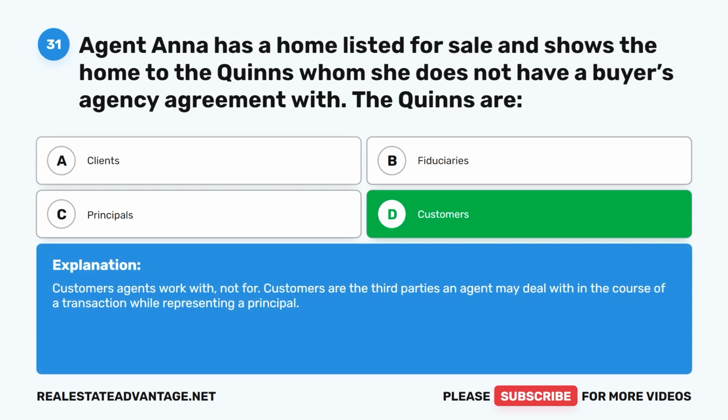Customers. Customers are those agents work with, not for. Customers are the third parties an agent may deal with in the course of a transaction while representing a principal.